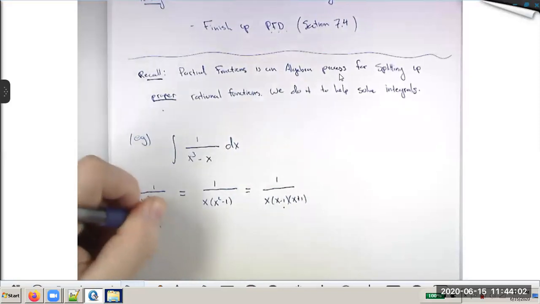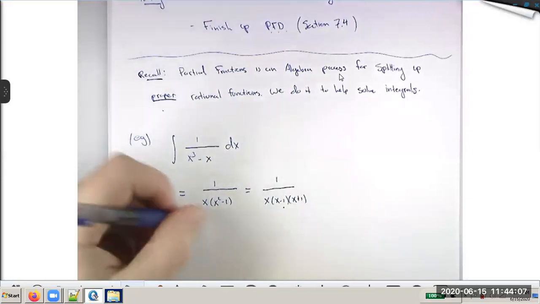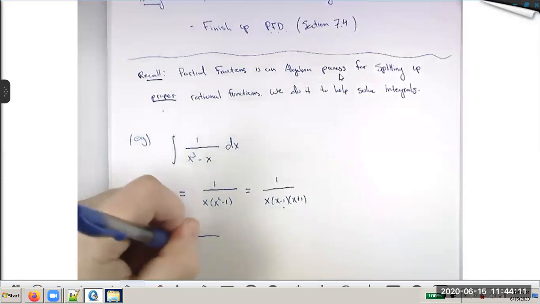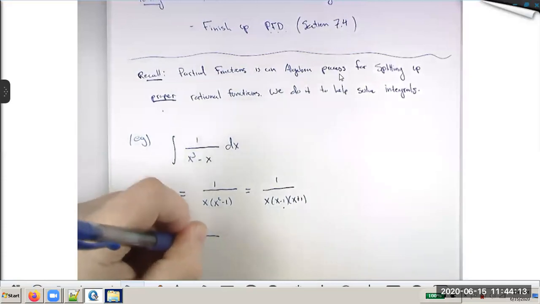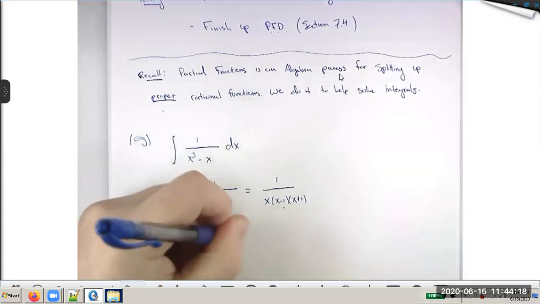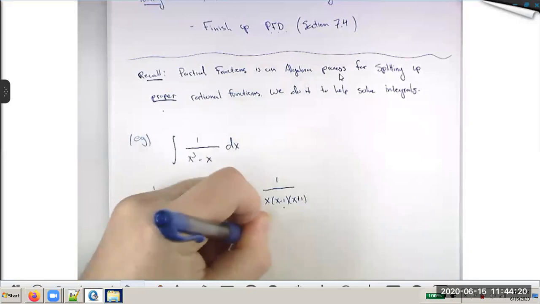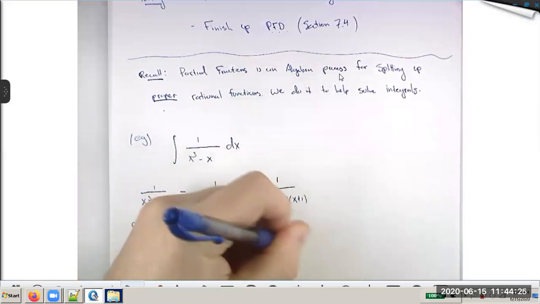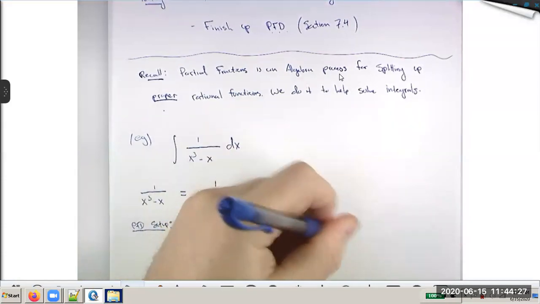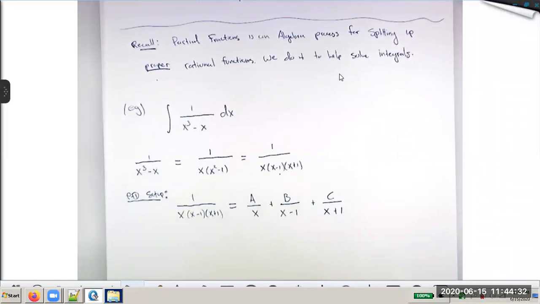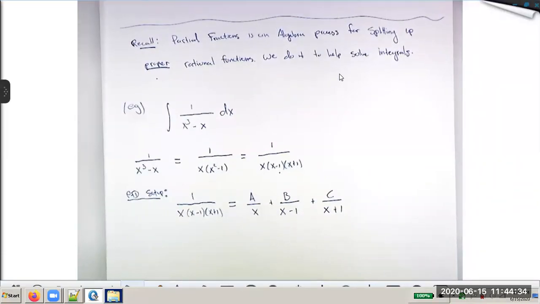Now my PFD setup, which is the only thing that you have to memorize for this really, is going to be nice and simple here because we have distinct linear factors. If we had repeated factors or irreducible quadratic factors, this setup would be nasty or nastier. But here it's not bad at all. Each one of those distinct linear factors gets its own term, and it looks like this.